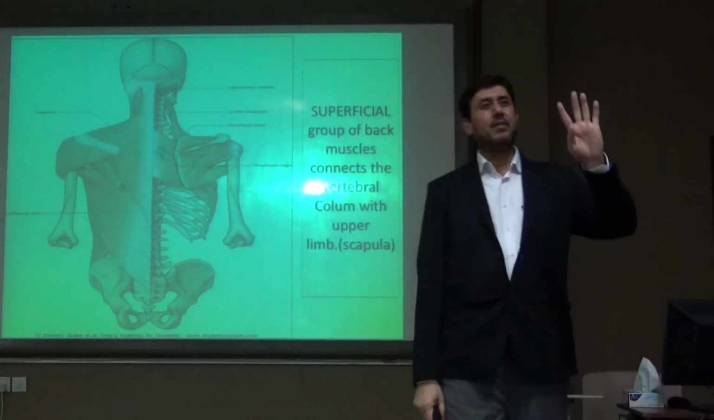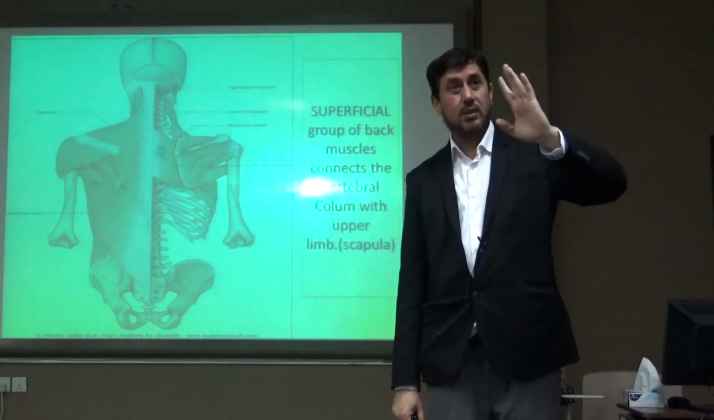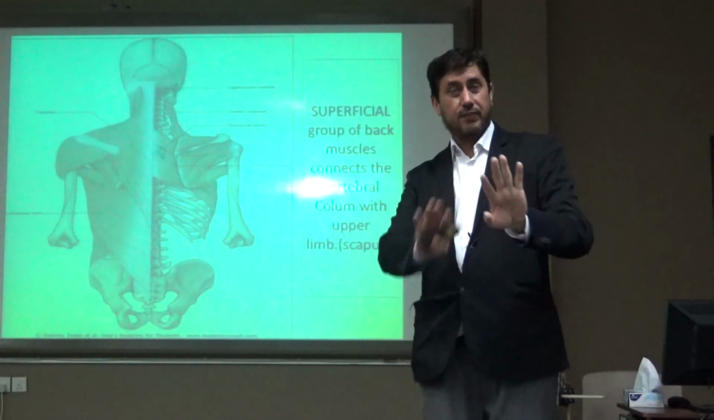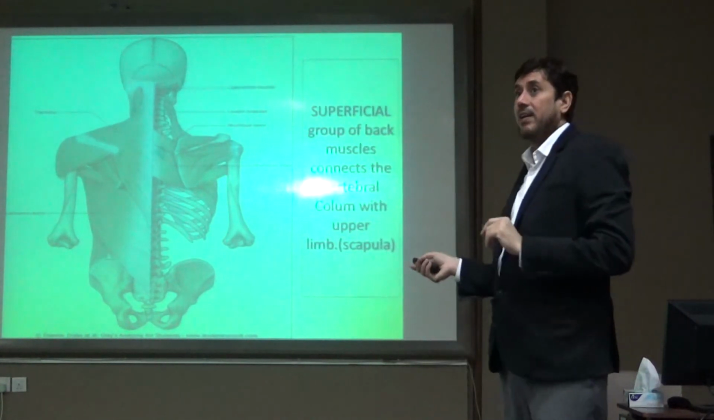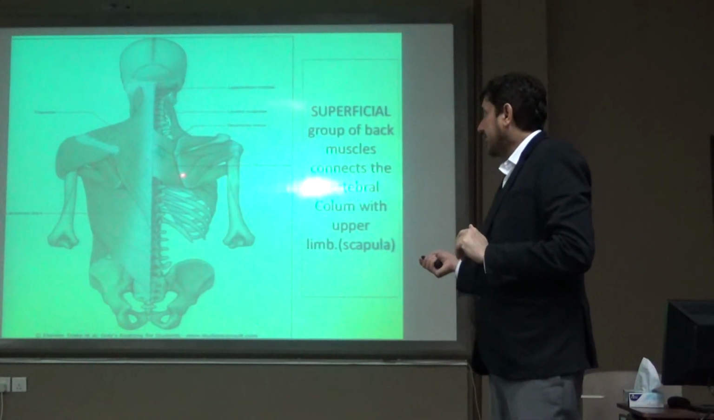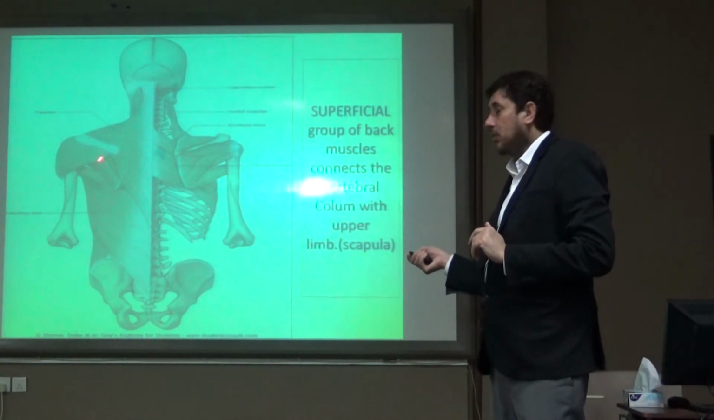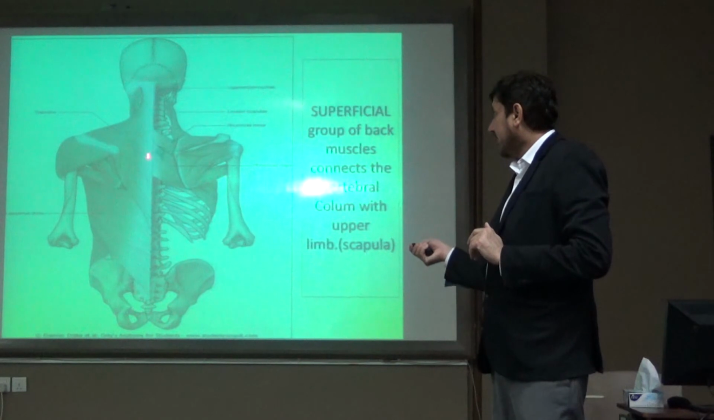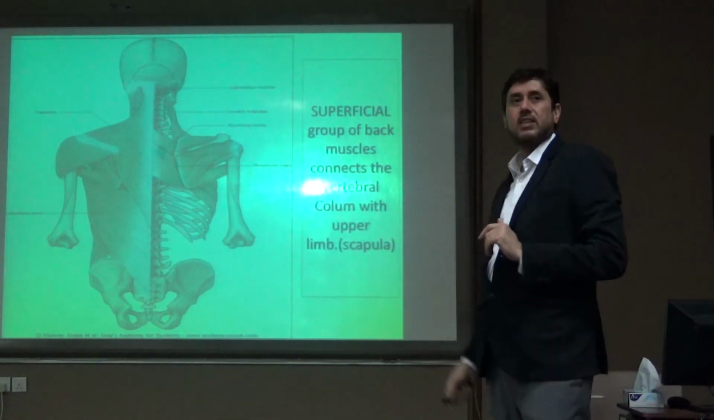So how many muscles have we done? I will repeat in 10 seconds. Trapezius, the big muscle, latissimus dorsi. After removing these two, you will find three other muscles: rhomboid minor and rhomboid major, which connect the scapula to the vertebral column. I'm not going into detail about which part of the spine. Deep to these muscles is the levator scapulae.